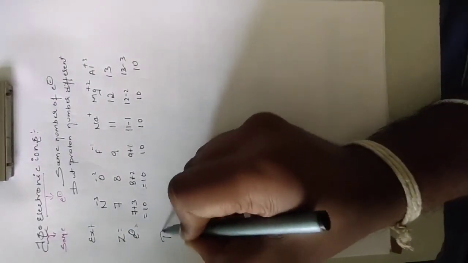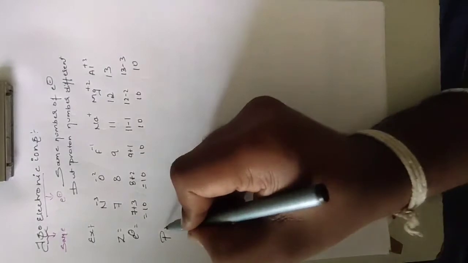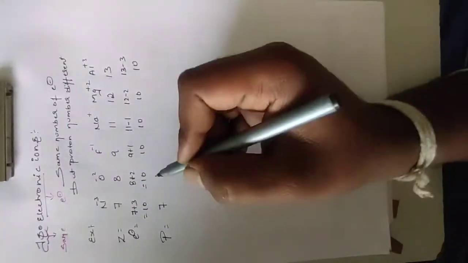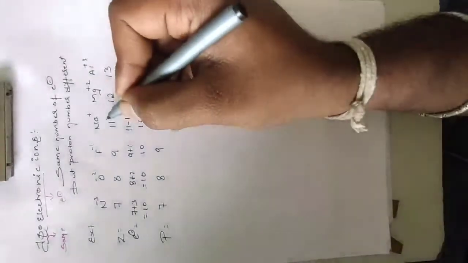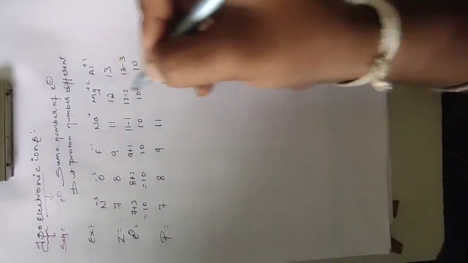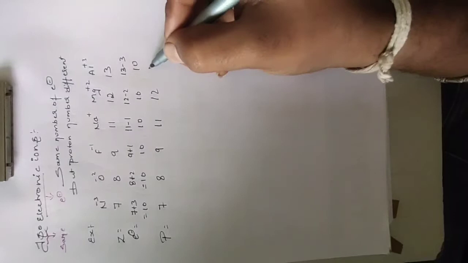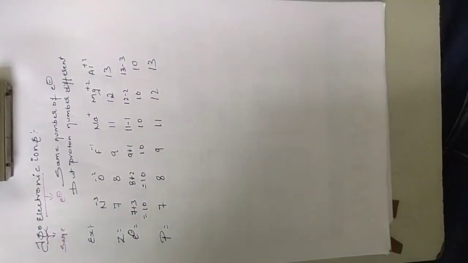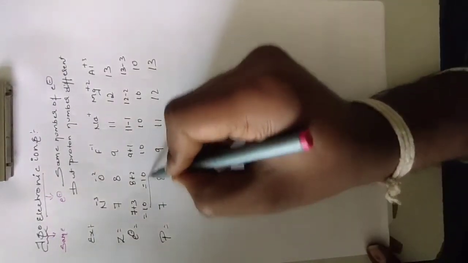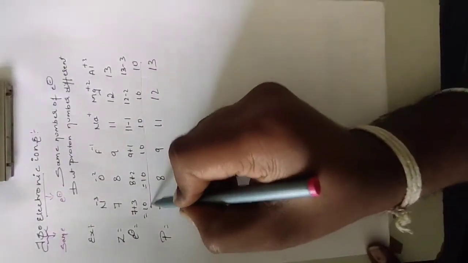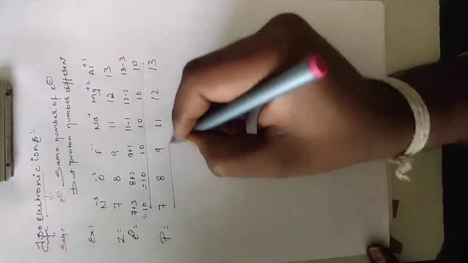We have written the atomic number and electrons. Now we are going to write the protons. Protons are 7, 8, 9, 11, 12, 13. You see here, in this case, the electrons are the same number, but the number of protons is different.